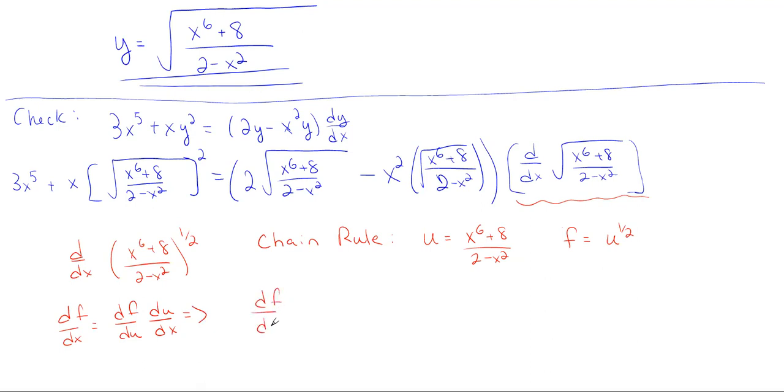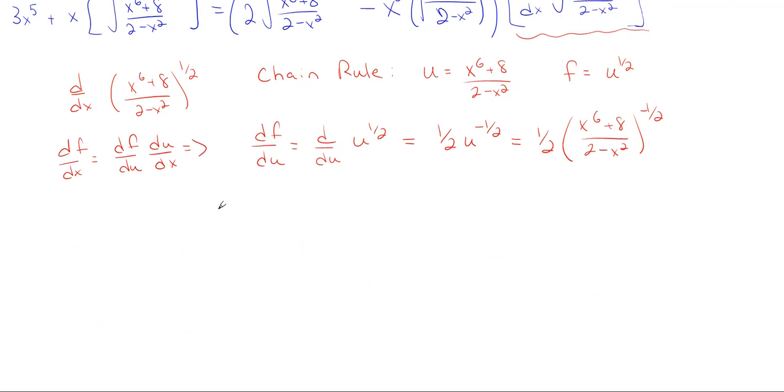So df du will just be the derivative with respect to u of u to the 1/2 power. That's a pretty easy one there. That is just 1/2 of u to the minus 1/2 power. Let's just go ahead and substitute in what u is actually here. So it's going to be 1/2 times x to the 6th plus 8 all over 2 minus x squared to the minus 1/2. Alrighty.